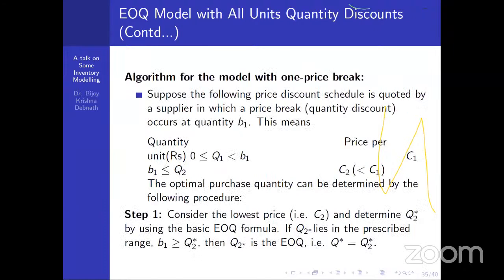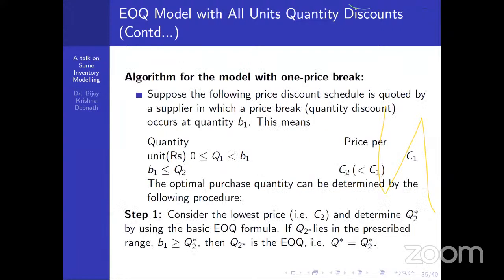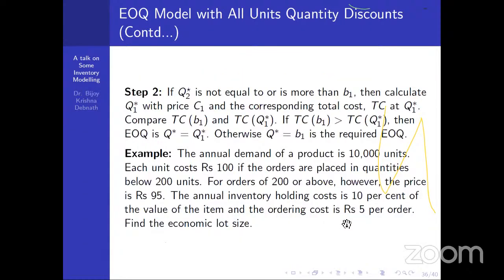Okay, so how do we find the solution actually, because this is not a continuous function that you can use with the derivative, right? So you have to give some discrete algorithm to solve this model. So what is a discrete algorithm? You see that if you purchase 0 to B1 quantity, you have to pay this price C1, and if you purchase after B1 quantity, you have to pay another price break. Obviously C2 will be less than C1. So you will better see this example.